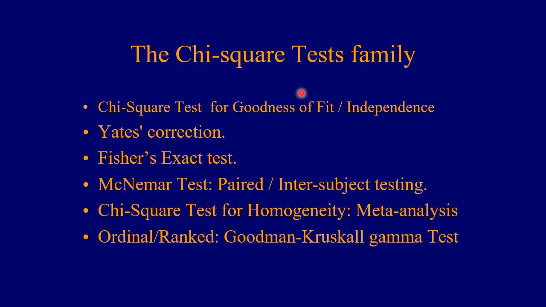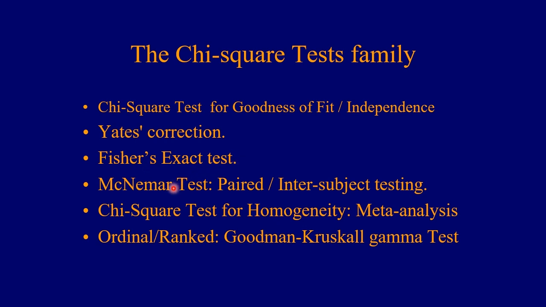The chi-square test is not just a single test. In fact, it's a family of different tests, the most common of which, of course, is the chi-square test for goodness of fit, or the independence test. There are at least 2 corrections for the chi-square test for goodness of fit that tend to make the results a little bit more conservative. These are the Yates correction and the Fisher's exact test. We'll go through these as well.